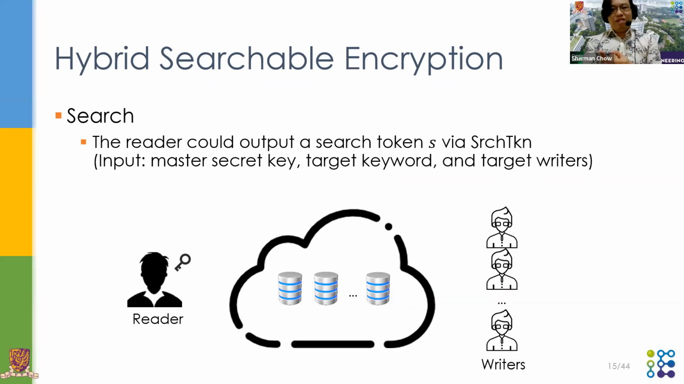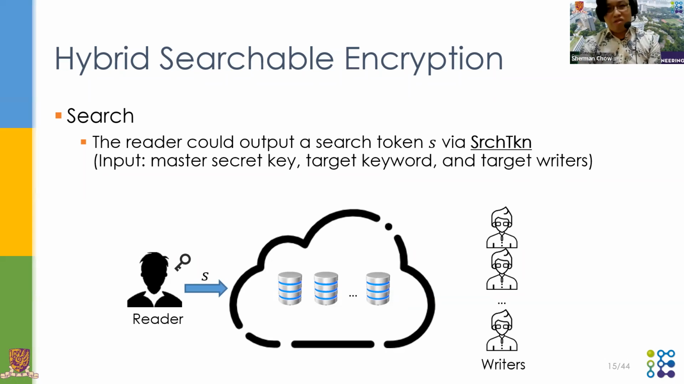The input will be the master secret key, the target keyword, and now one additional input, which is the set of target writers. So for example, if for whatever reason the reader is just interested in every other writer or a particular writer, he or she can also specify this piece of information in the search token generation algorithm. And the rest is conceptually straightforward as well.